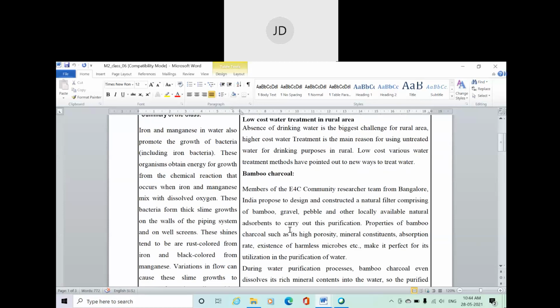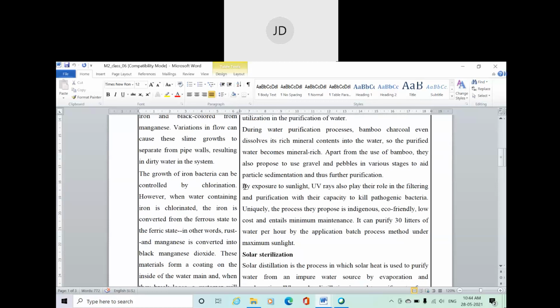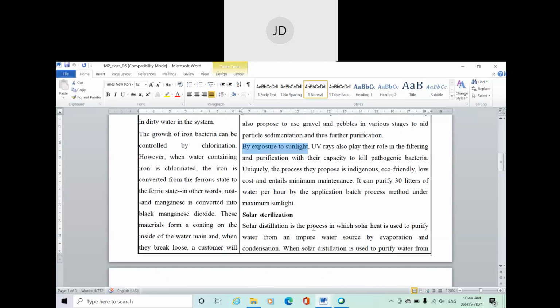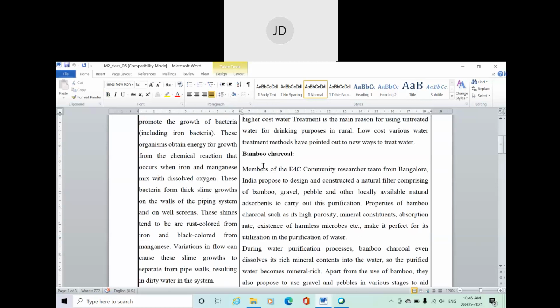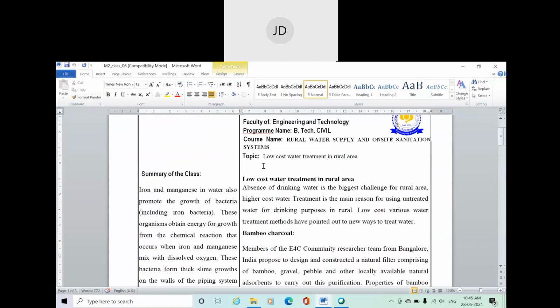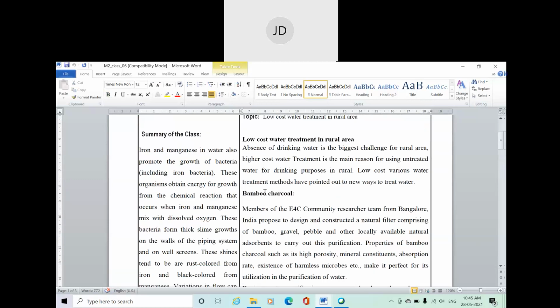You need to go for finding the locally available or cost effective approach for purifying water. So I'm giving some examples like bamboo charcoal, or utilizing sunlight, or solar sterilization. You can purify water or disinfect water. Fine. So these are some examples of locally available treatment. You will also find a number of treatment processes. You can also find out by yourself. Fine. So anyway, this is all about the treatment plan.